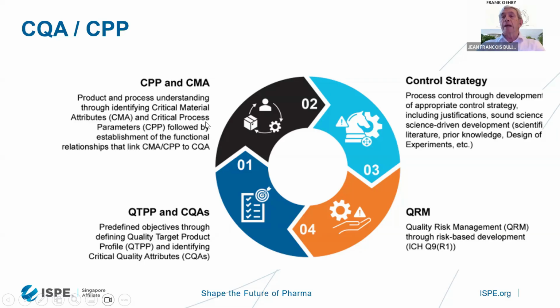And then this will link with critical process parameters. And this will make a robust connection to be sure that the product will be released in a safe way, based on a control strategy, which is based on all the experiments which have been done during the development, and based as well on the quality risk management through the risk-based development. ICH Q9, the new revision is R1.